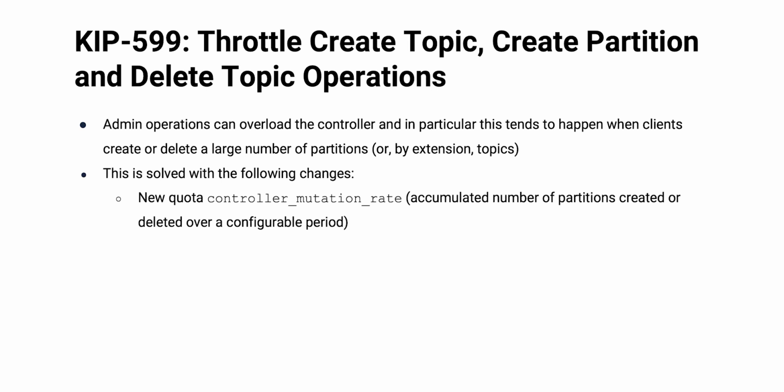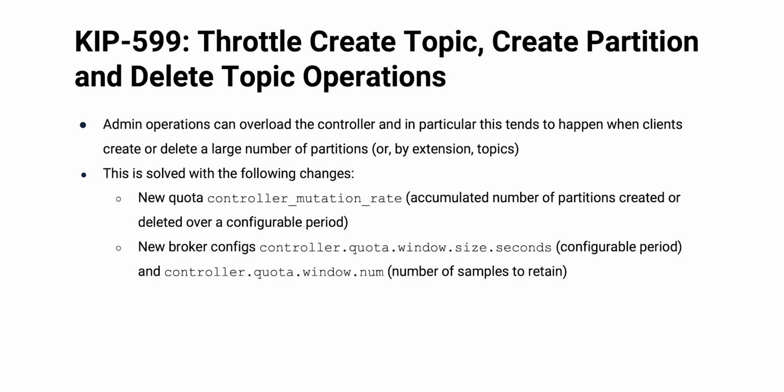We have a new quota and a new associated quota manager. That new quota is called controller mutation rate. So that's the number of partition mutations during a configurable period. What's that period? Well, that's a broker config, controller quota window size in seconds. And so we have a certain number of those things that can happen within that window.